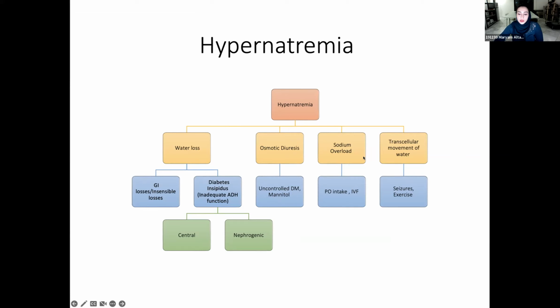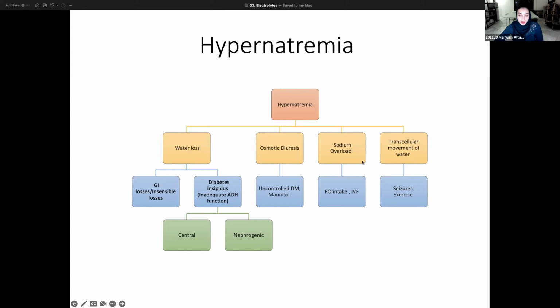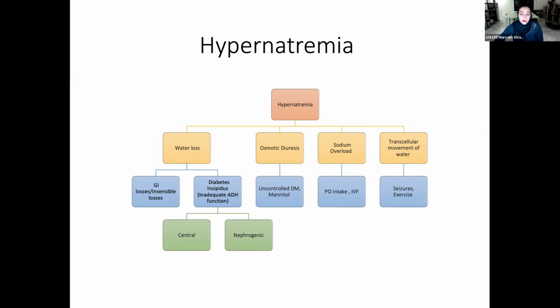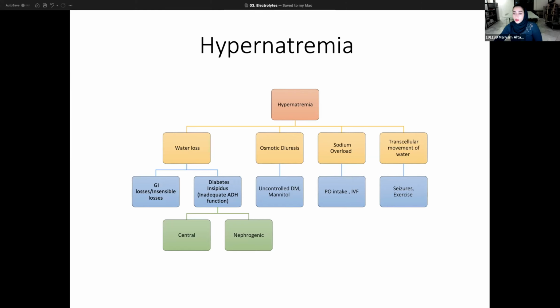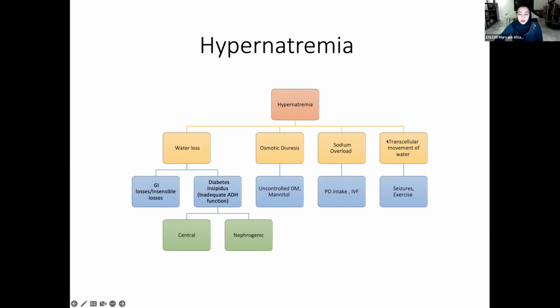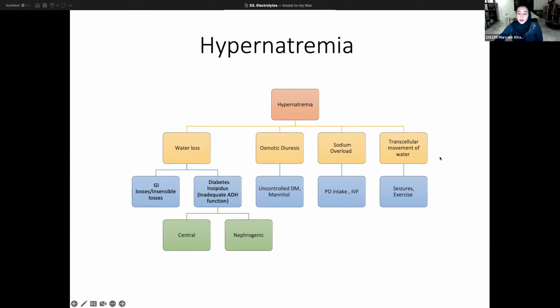You can also have sodium overload, so someone that is eating way too much salt. Okay, someone got IV fluids. Remember, let's say someone with hyponatremia came, they gave him IV fluids too rapidly, they corrected too much, now he's hypernatremic. So these things can happen. You can also have it due to transcellular movement of water, so seizures, exercise. What's more high yield for you guys to understand is how osmotic diuresis and water loss can contribute to hypernatremia, being diabetes insipidus and uncontrolled diabetes because of glycosuria, or glucose in the urine, that's causing you to urinate more.